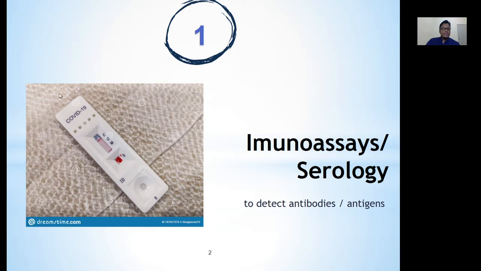As we can observe, the picture here shows a rapid test kit for COVID-19. This rapid test kit is specific for detecting antibody against COVID. This will detect whether that particular person is already infected by COVID-19, and he or she has already produced an immune response, producing antibodies against COVID-19 in the form of IgM and IgG.